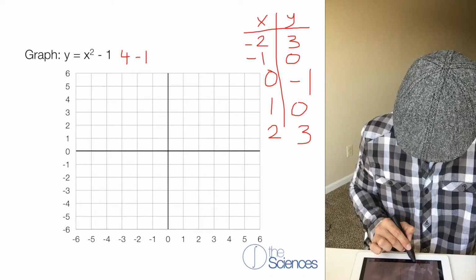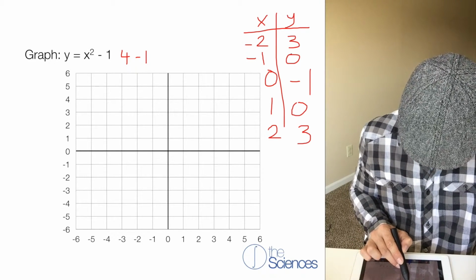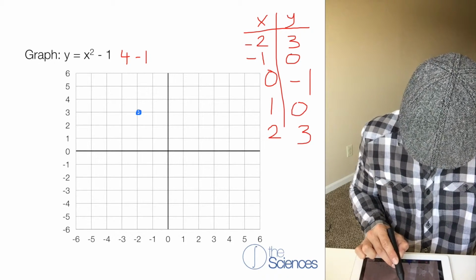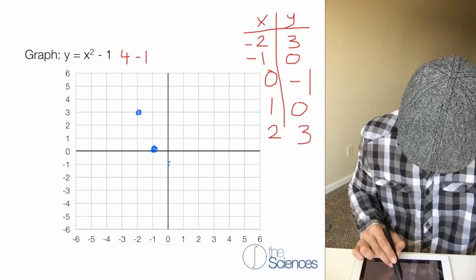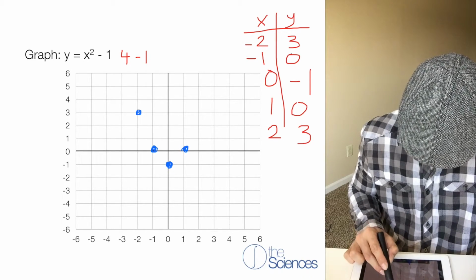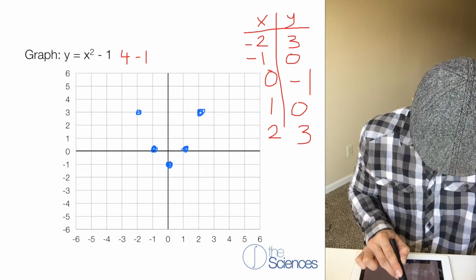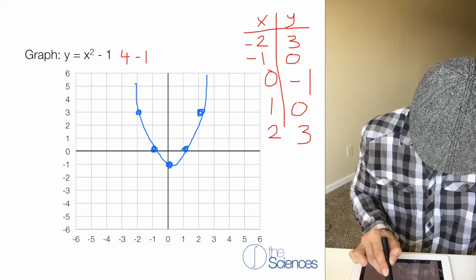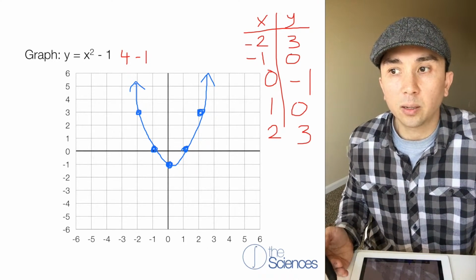So now let's graph this. We have negative 2, 3. We have negative 1, 0. We have 0, negative 1. We have 1, 0. Then we have 2, 3. So now we're just going to go ahead and connect this with a smooth line. So that's our graph of y equals x squared minus 1.